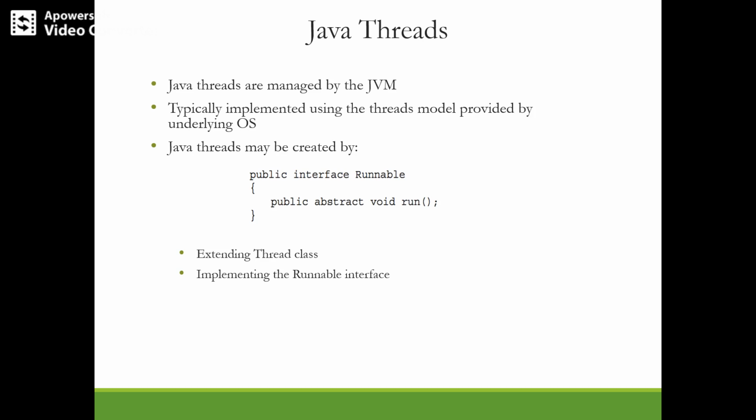All Java programs comprise at least a single thread of control. Even a simple Java program consisting of only a main method runs a single thread in the JVM. Java threads may be created using the Runnable interface, and it is also possible in Java to extend the Thread class by implementing the Runnable interface.